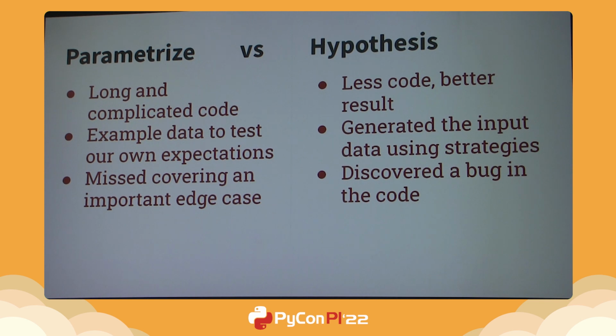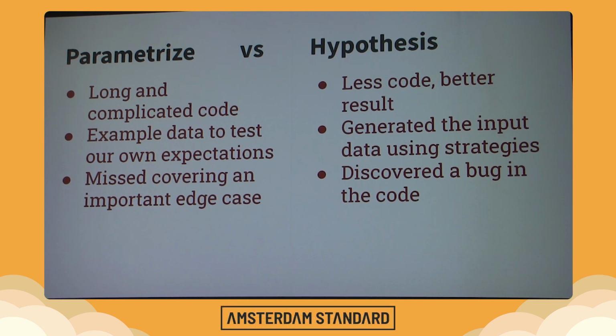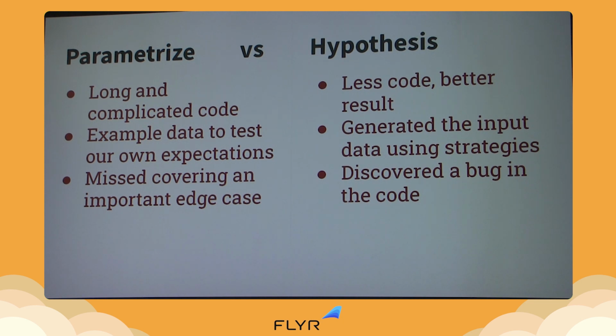assumptions in our code. In the parameterized approach, we missed covering an important edge case, and it's very typical for the parameterized approach to forget about interesting and important edge cases because it all depends on us. But in the Hypothesis approach, we discovered a bug in the code when we executed our test. It told us that there is a bug and that we need to fix it. And so Hypothesis made debugging a lot easier.